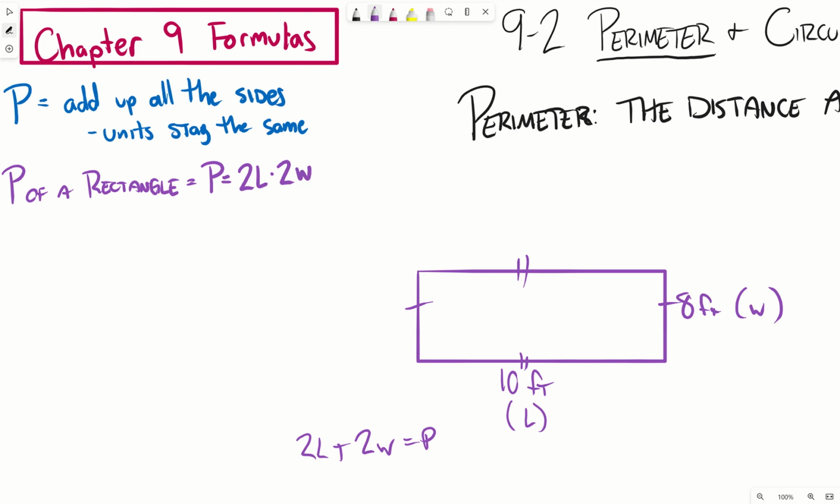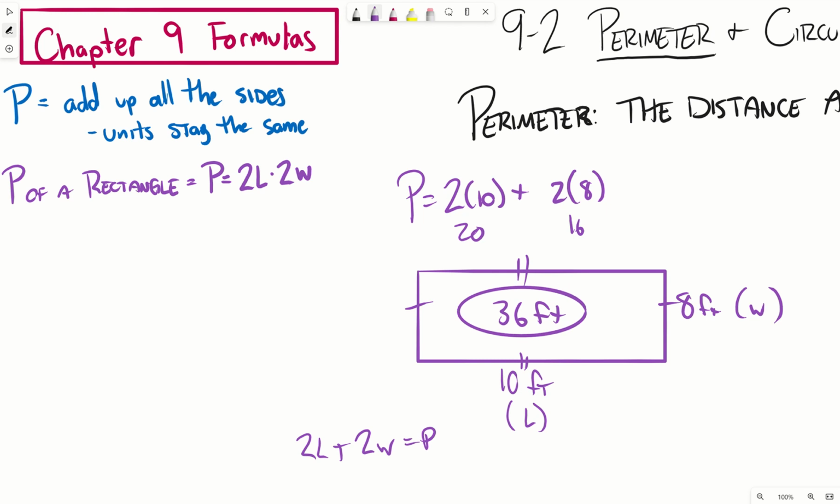Okay, so for this, I would take my length and substitute it into my formula here. So perimeter equals 2 times 10 plus 2 times 8. 2 times 10 is 20. 2 times 8 is 16. 20 plus 16 is 36 feet as a perimeter. Okay, so if we're looking at a rectangle and we only know one side and the other side, multiply both of those sides by 2 and then add them together.